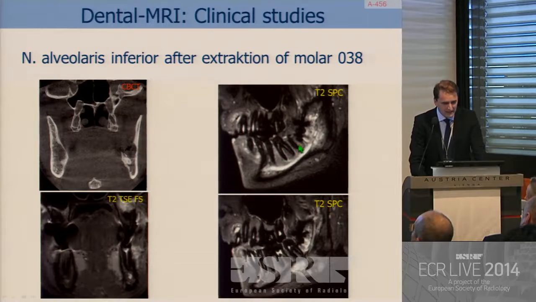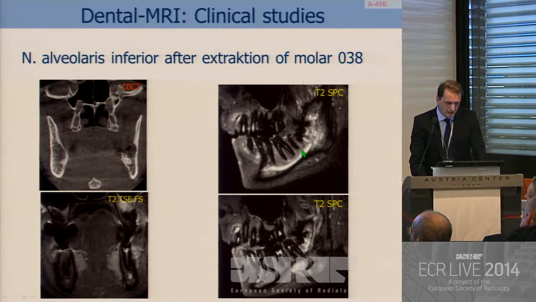And you can see that imaging becomes a little bit better. You can see now the pulp of the teeth, and the spatial resolution is much better than with a normal head and neck coil.